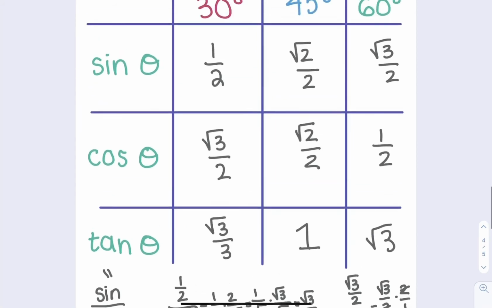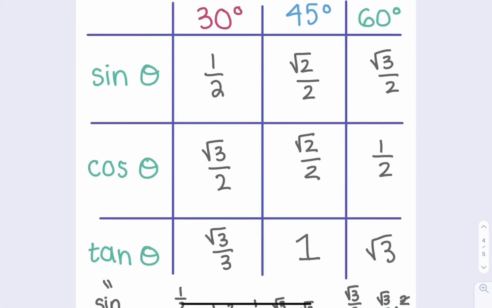So if you memorize sine and cosine for these values, the only thing left to figure out is tangent. So you don't necessarily have to memorize tangent as long as you know your sines and cosines really well. So you're going to want to study this table as much as possible.